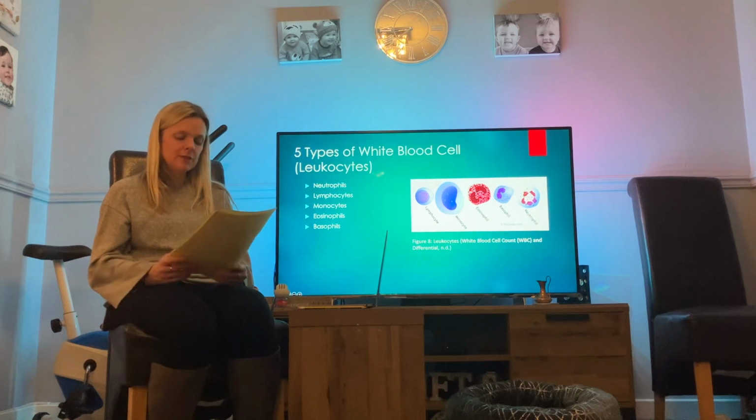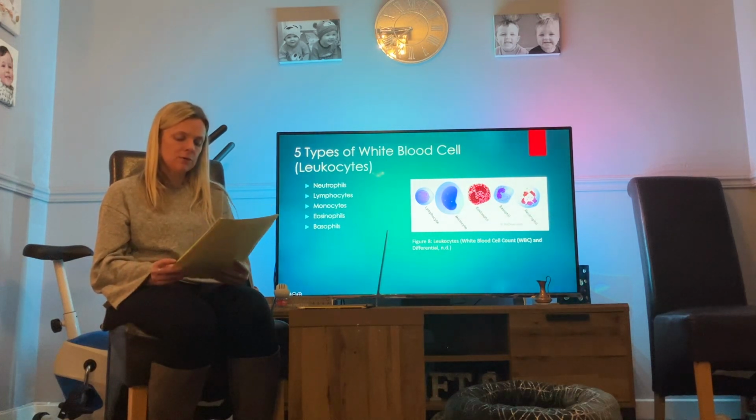We'll now look at the different types of immune cells and their roles within the immune system. There are 5 different types of white blood cell, which are also known as leukocytes. Each has its own role within the immune system. The most common are neutrophils. These capture and destroy pathogens by engulfing and ingesting them.